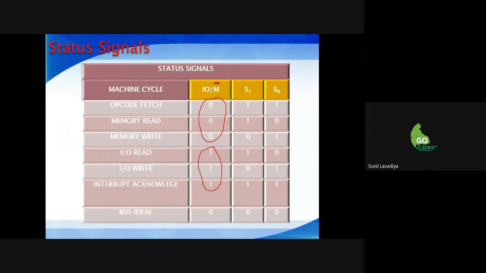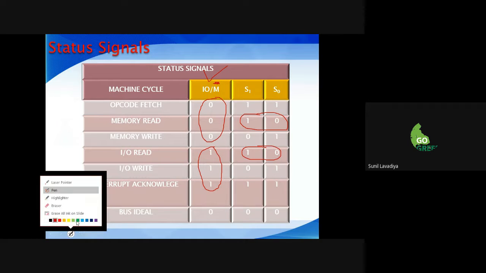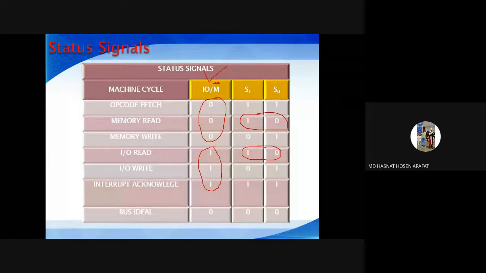Now let's say I want to work with the read part. At that time, what condition of S1 and S0 do I have to give? 1 0. So always choose this first, IO or memory part, then after that the read part, okay? And here also it's 1 0. If the operation is related to the write bar, then it's 0 1.